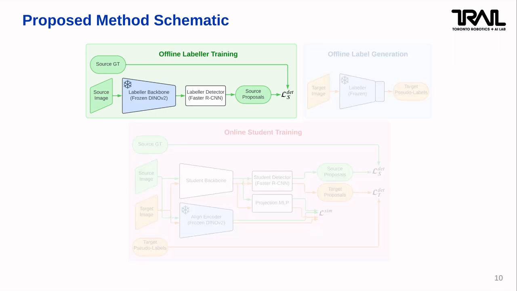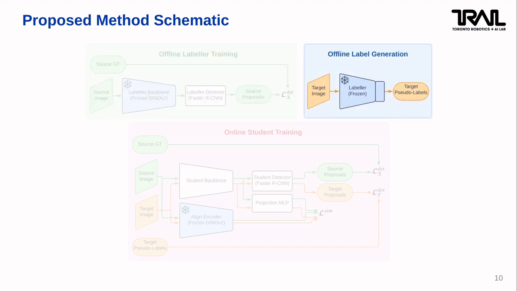First, the labeler is built from a frozen VFM encoder and an object detection head. Only the object detection head is trained, and we only use source data. Next, we generate proposals for the entire target domain training dataset in a single forward pass. Similar to mean teacher, we threshold on class confidence scores to select proposals that are of a high enough confidence to be used as pseudo-labels. We use this fixed set of pseudo-labels in the next step.